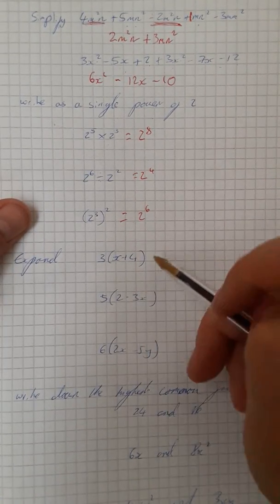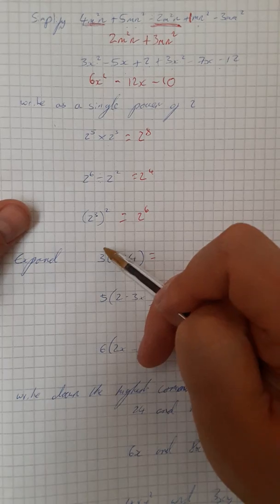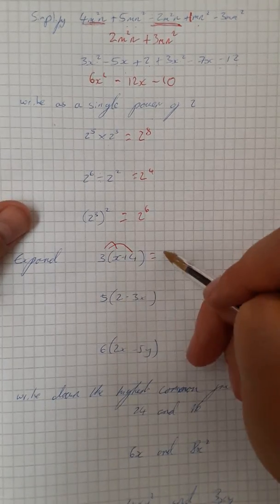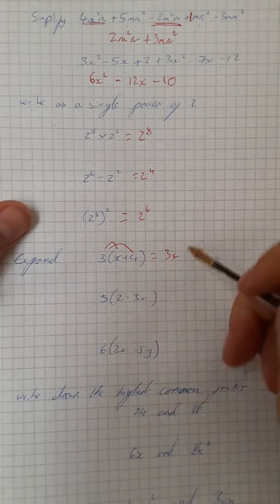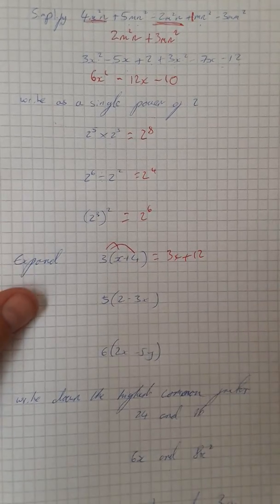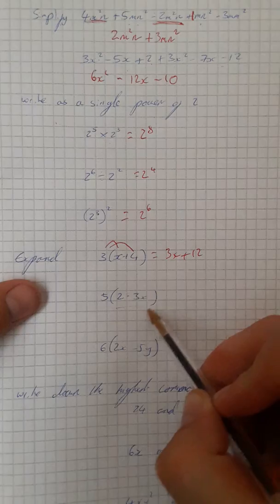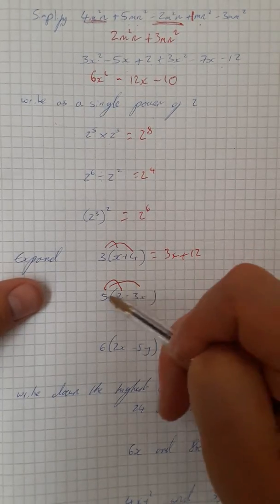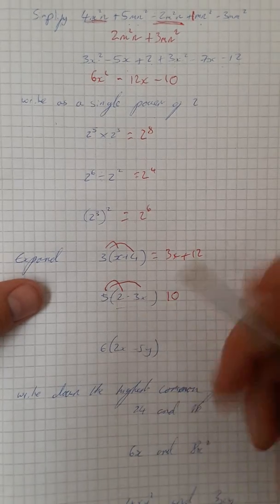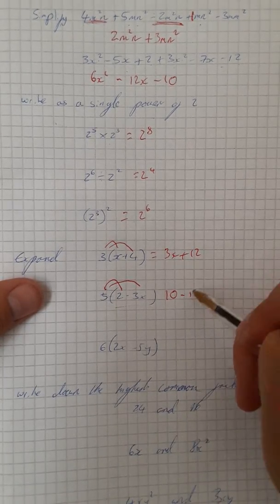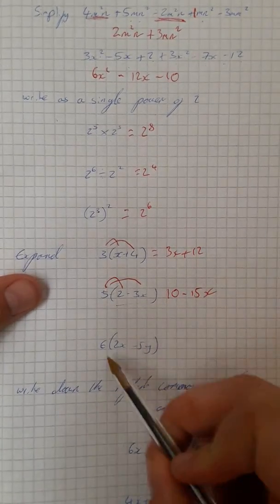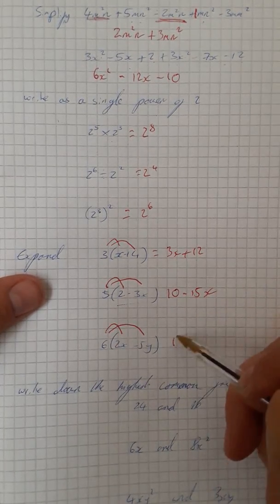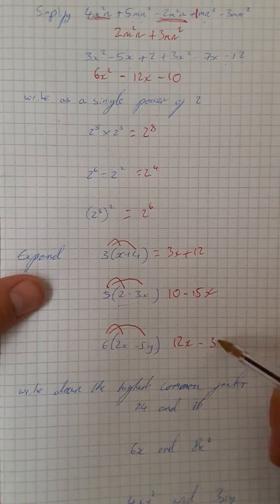3 lots of x plus 4. Well, what happens here is I times everything by the 3. So I do 3 times x and 3 times 4. So 3 times x is 3x. 3 times 4 is 12. 5 lots of blah. Well, it's the exact same idea. I just do 5 times that and then 5 times that. So 5 times 2 is 10. 5 times minus 3x is minus 15x. 6 lots of blah again, it's just 6 times that and 6 times that, so it's going to be 12x minus 30y.